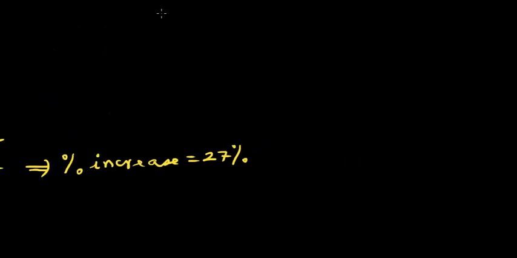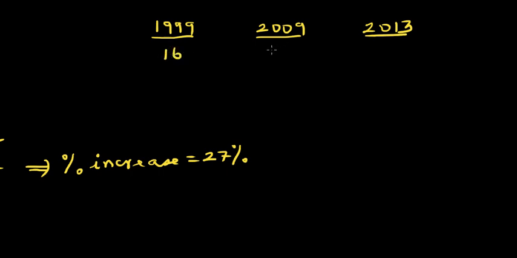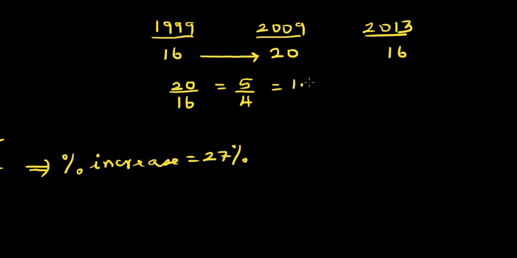Let me give you one more example. Suppose 1999, 2009, and 2013. Let's take a simple example. In 1999, some number was 16. It became 20. And again it became 16. So what's this increase? The same approach. You go 20 divided by 16, which is 5 divided by 4, which is 1.25. So here the increase is 25%.